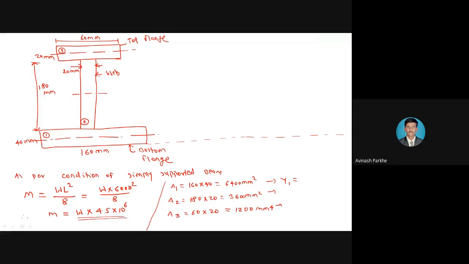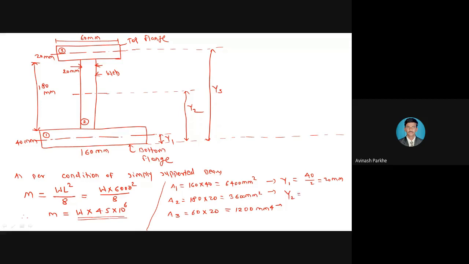Now Y1 is equal to, here I have represented Y1 means CG distance of section number 1 from the bottom side. Then Y2, let us see, CG distance of section number 2 and Y3, let us see here, the CG distance of section number 3. From the bottom side only I have represented Y1, Y2, Y3. So what is the Y1? 40 divided by 2 is equal to 20 mm.